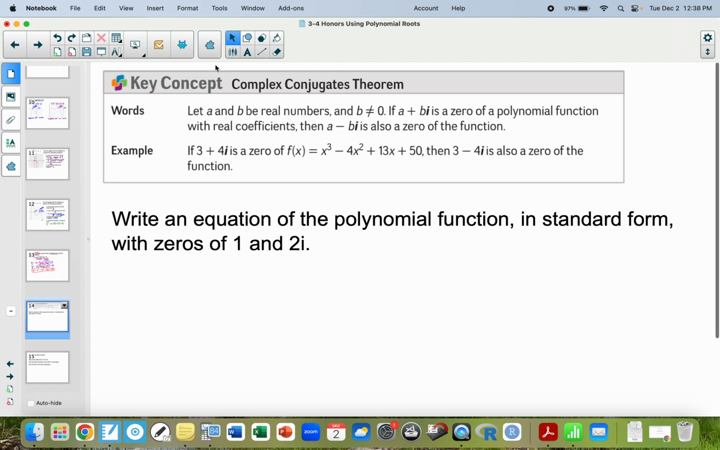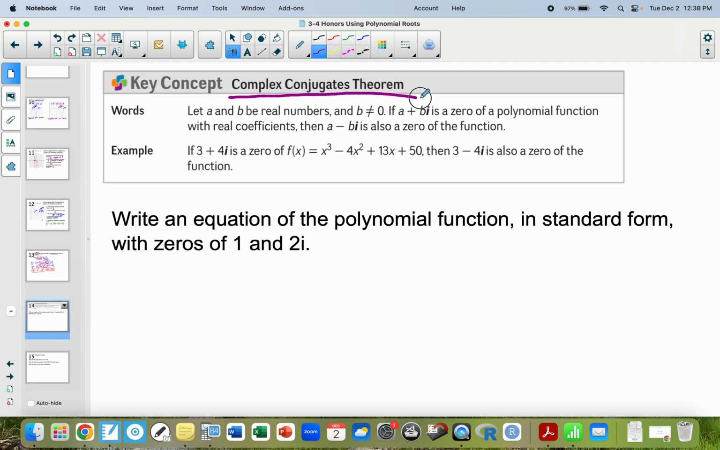All right, last important piece of today's notes is another theorem, and it's called the complex conjugates theorem. So what this says is let a and b be real numbers, and b cannot be 0. If a plus bi, remember, is real plus imaginary, is a solution of a polynomial function with real coefficients, then a minus bi is also a solution. So what this is saying in this example is if you know that 3 plus 4i is a solution of some function, then 3 minus 4i must also be a solution.